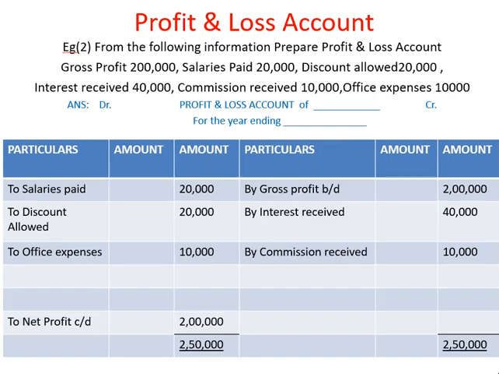Next problem, ma, try to solve this one. Gross profit is given, salary paid, discount allowed, interest received, commission received and office expenses. Try to keep the pro forma aside and try to identify the things and keep them on the debit side or credit side, and at last try to balance that one.